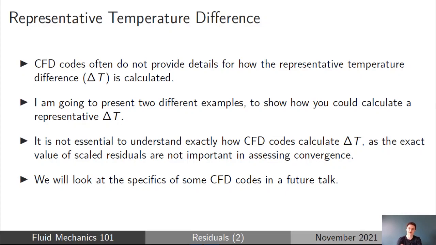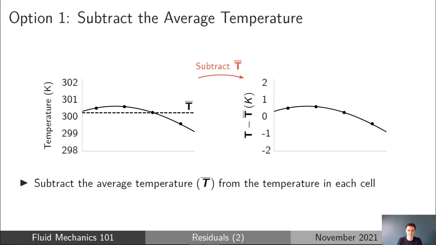I may look at some specifics in a future talk, but for now I just want to give you an idea of how you might calculate a representative temperature difference and use that to scale your residuals. So one way you could do this is to subtract the average. This is a very simple method. If you think of your temperature distribution in the bar, which you've just calculated as part of your CFD solution, and you take the average of that temperature throughout the domain, and of course this will work for a complicated domain as well as a 1D bar, then if you subtract that from the temperature field, quite easily you can see that you've now isolated the temperature differences relative to the mean.